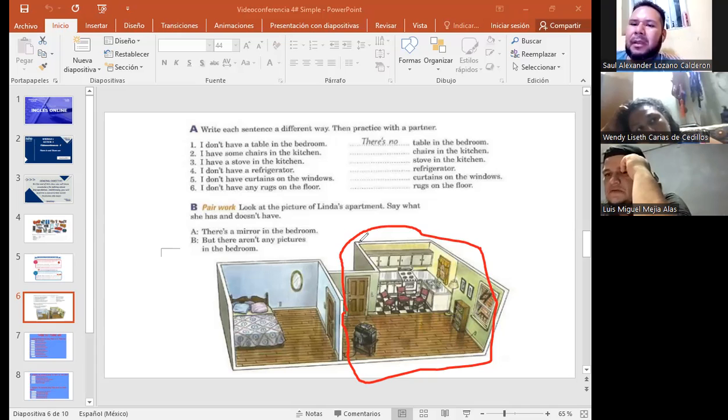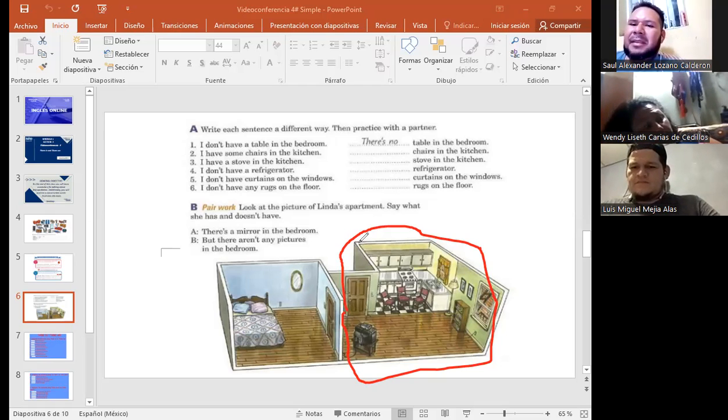Como que está algo vacía la casa, ¿no? Right, so. Pero una pregunta, ¿cómo se pronuncia este? Hay dos cuadros. There are two pictures. Excellent. Pictures, que suena en plural. There are two pictures. Pictures. Para enfatizar que es plural.